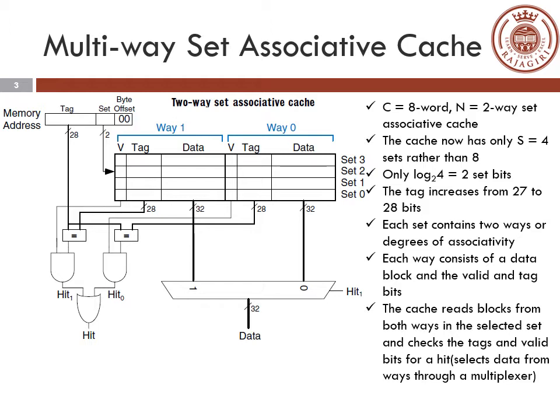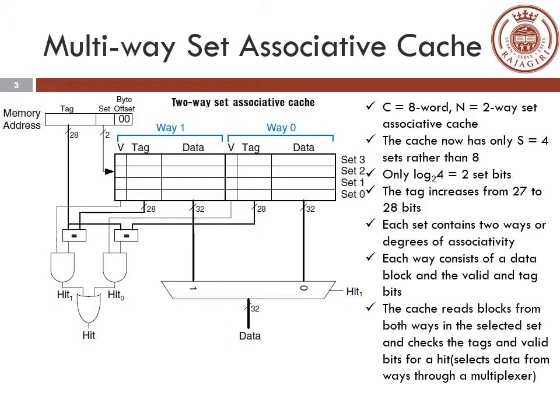So if the valid bits are 1 and the data is present in way 0, the hit 0 AND gate will give you a 1. If the data is present in way 1, the hit 1 AND gate will give you a 1, and this is given to an OR gate. So if the data is present in way 0 or way 1, either case gives a 1 as input to the OR gate, and the hit value will be 1. The hit might be either from hit 1 or hit 0.